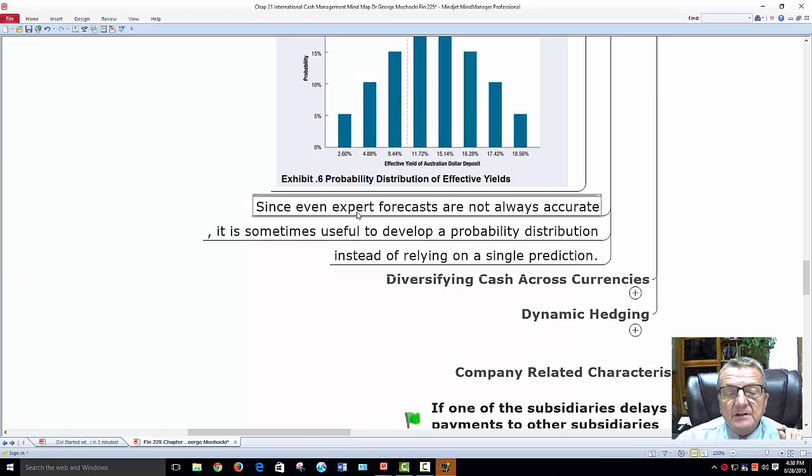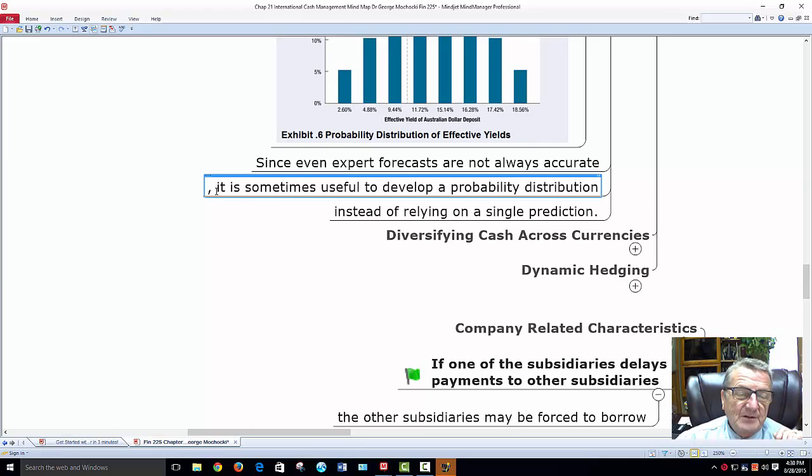Okay, even experts' forecasts are not always accurate. Look at the weather forecast. They'll say it's raining and it ends up sunny, or say it's sunny and it rains. So they never give you 100%, they give you 99%, because the environment is uncertain. Certain things could happen. They're forecasting for the weekend and everything else could change. Okay, instead of relying on a single prediction, you're using a probability distribution.